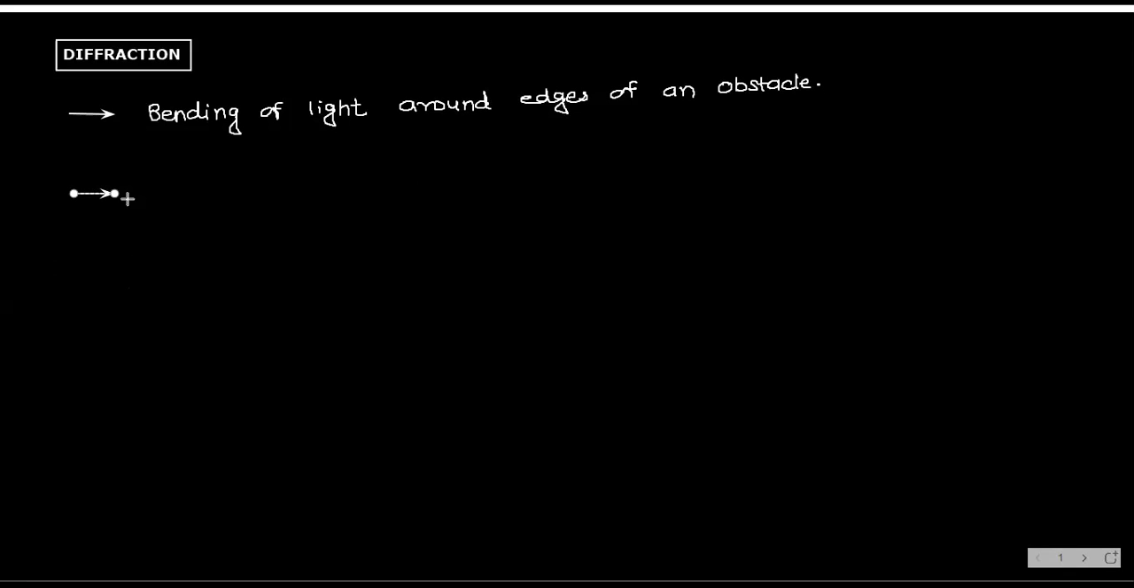What is that? Bending of light around edges of an obstacle. Or you can say like this also, because if suppose you are having a sharp knife edge and you are incident light on that edge, then how light bends at that edge, that is nothing but diffraction.